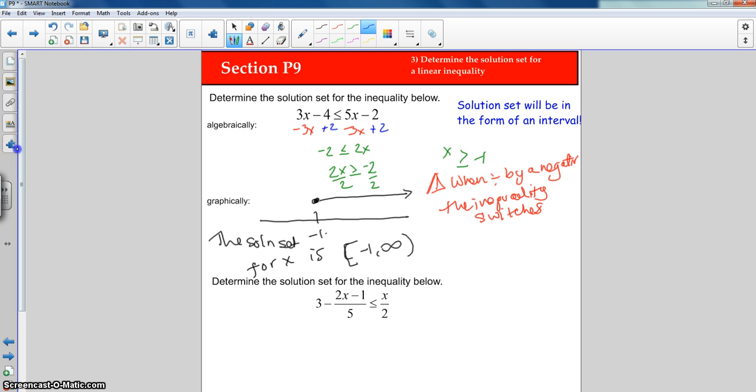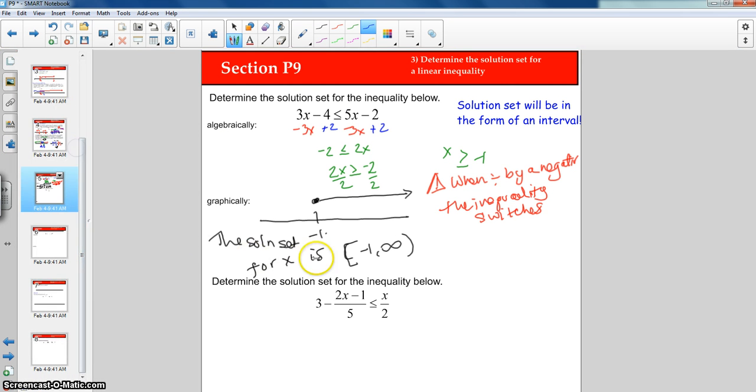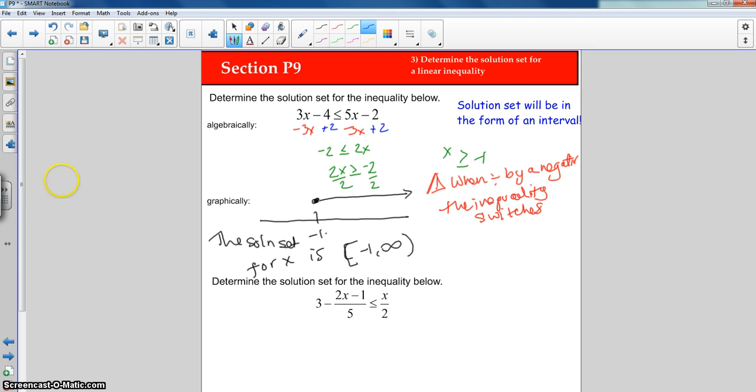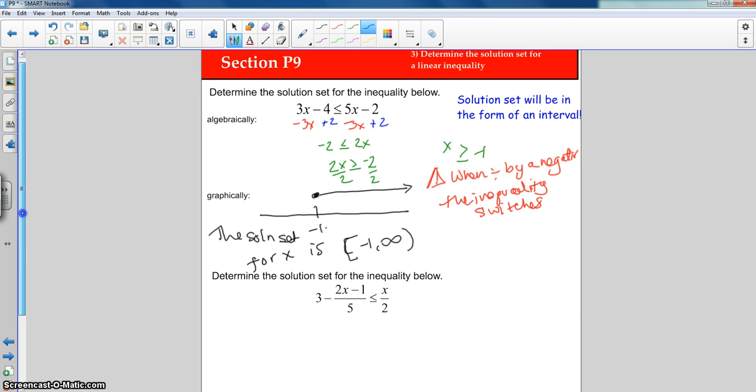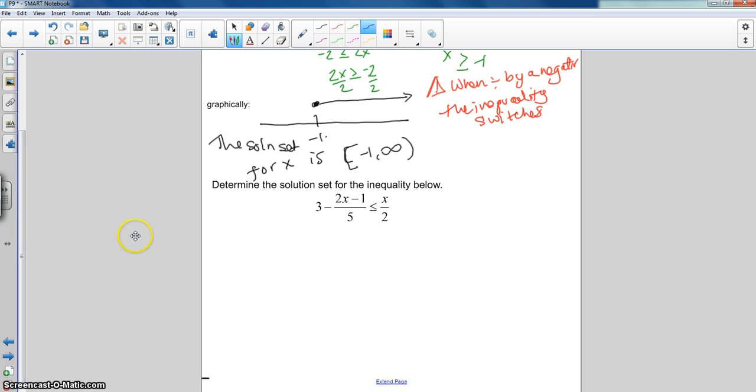Okay, let's do another problem here. The next one says determine the solution set for the inequality below. We're going to go through the same process. We're going to get all the x's on one side and all the non-x's on the other. But to begin with, this looks to be a little bit more challenging, mainly because there's stuff here that has x and stuff that doesn't.